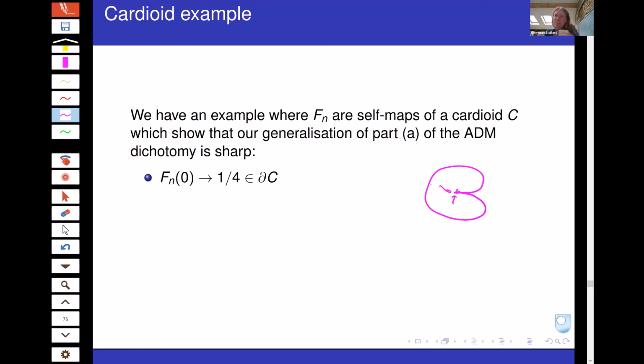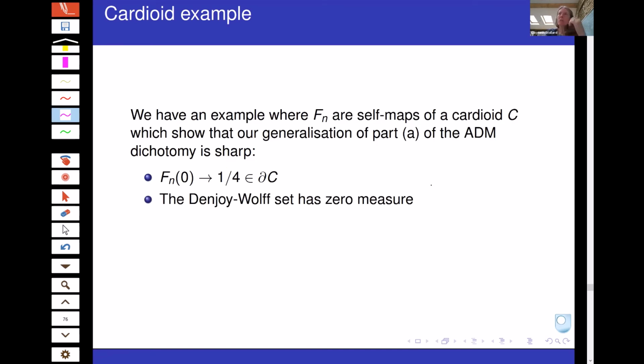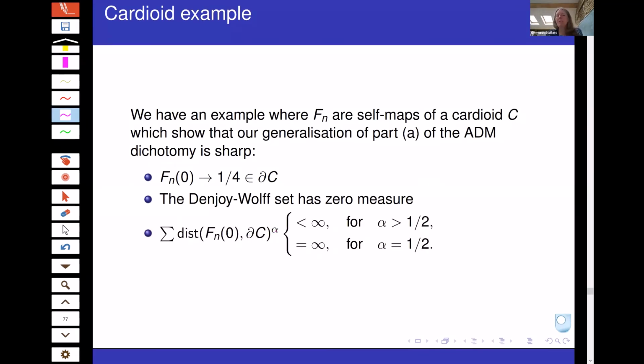So all the interior points converge together there, but we can show that the Denjoy-Wolff set has 0 measure, so almost no points on the boundary are converging towards a quarter. We look at the sum of these distances. We can show that if we take the power a half here, then the sum is divergent. If we take any power less than a half, it's convergent. So if the result were to hold with some power less than a half, you get a contradiction. So you really do need the power to sometimes go to a half.